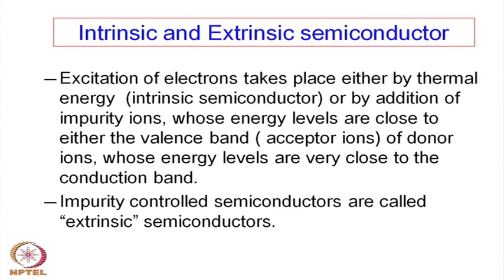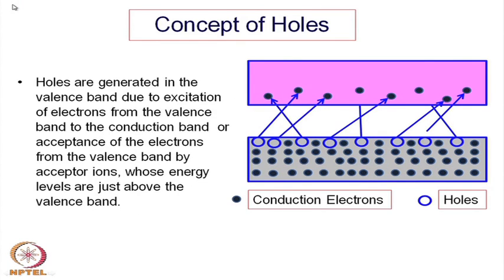In that context, we must distinguish between two different types of semiconductors. One is intrinsic, the other is extrinsic semiconductor. Intrinsic semiconductor is where there are no impurity atoms. So, there are no acceptor atoms, or there is another form of impurity which is donor atoms.